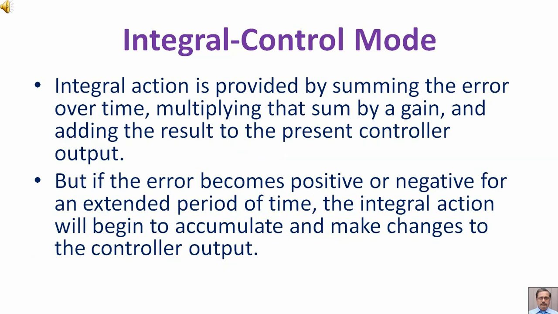Integral action is provided by summing the error over time, multiplying that sum by a gain and adding the result to the present controller output. But if the error becomes positive or negative for an extended period of time, the integral action will begin to accumulate and make changes to the controller output.